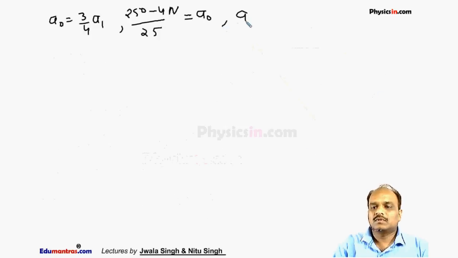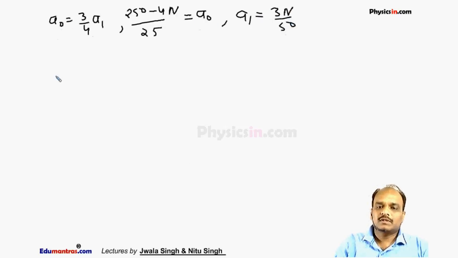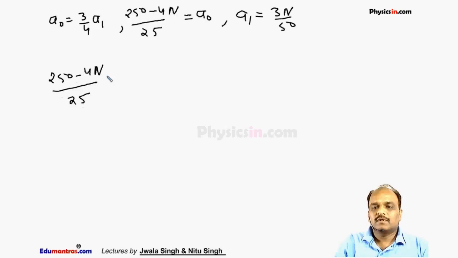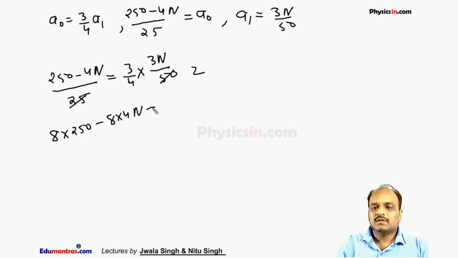a1 is equal to 3n by 50. I will substitute the value of a naught here, so (250 minus 4n) divided by 25 is equal to 3 by 4 into a1. a1 means 3n by 50. So this will cancel out, it becomes 2 on 4 into 2, that is equal to 8. So it is 8 into 250 minus 8 into 4n is equal to 9n. So from here we get n is equal to 8 into 250 divided by 41.